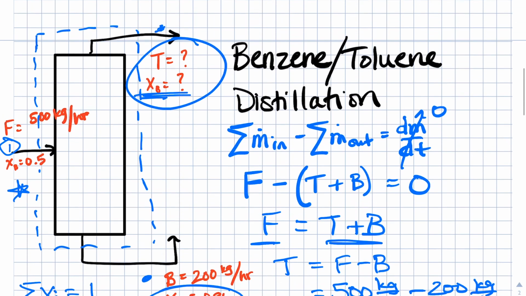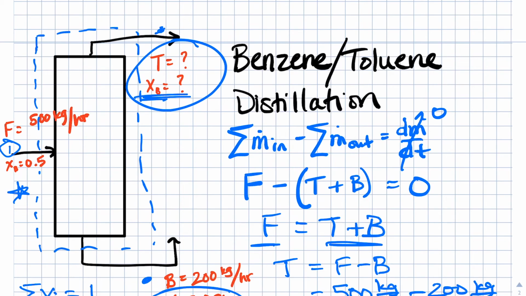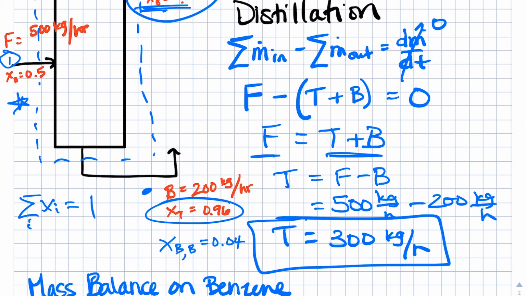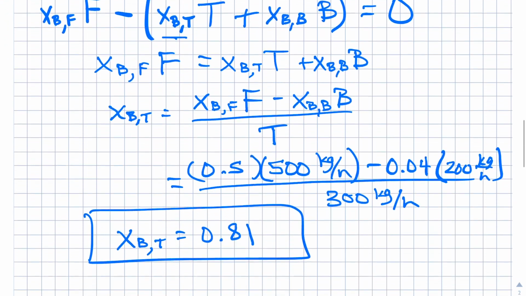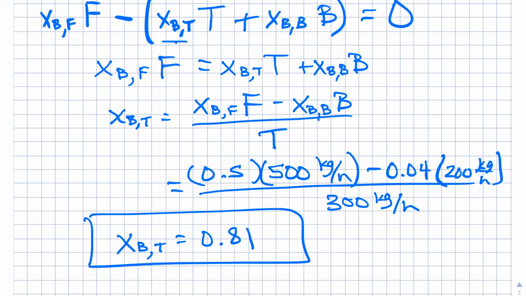So in this top stream, we have 300 kilograms of material moving through it. That's what we found here. And now we know that it is at a mass concentration of 81% benzene in that top stream.